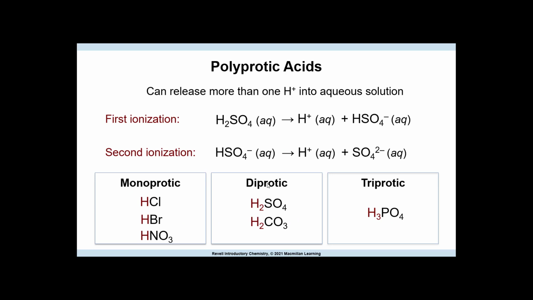Polyprotic acids can release more than one proton in aqueous solution. For example, sulfuric acid can release 2 protons into solution. Releasing 1 proton forms the bisulfate ion, which is what you see here. And for the release of the second one, we take that from here and start a new one, and we leave it here, and the release of the second one forms the sulfate ion.